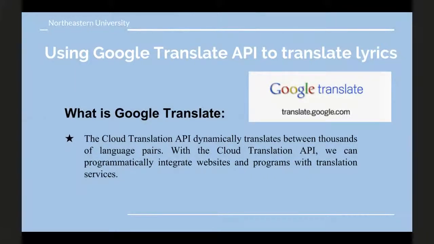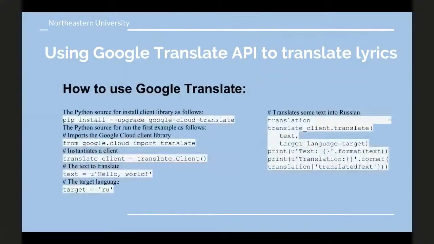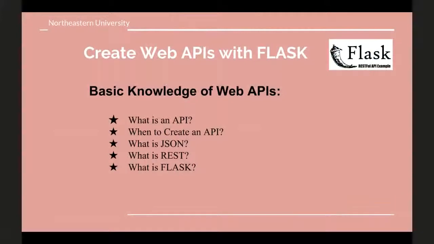What is Google Translate? I think all of us use it, and the Cloud Translate API can translate between thousands of languages. And how can we use it? Just also install the Python source and import Google Cloud, and we can translate it. And the most important part, we need to create web APIs with Flask and Python.